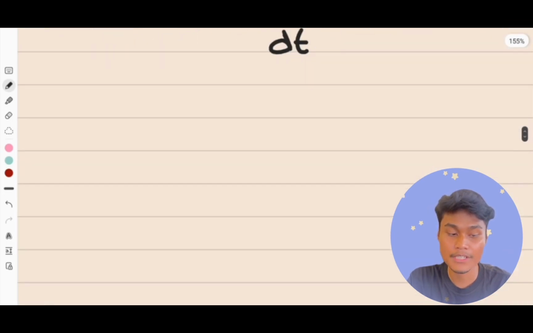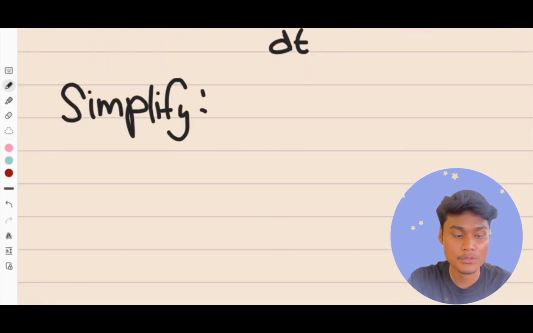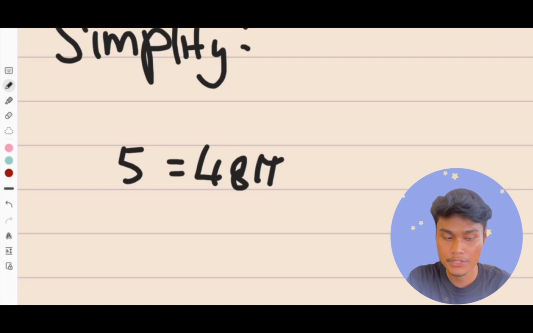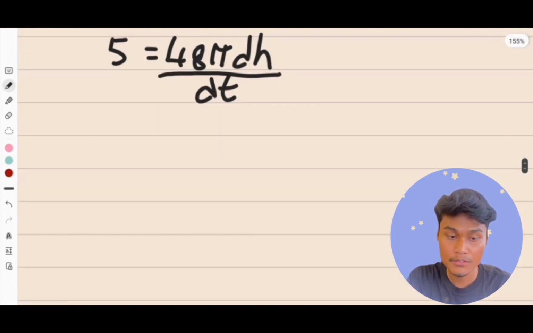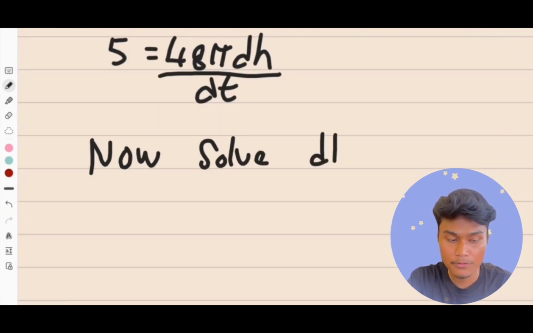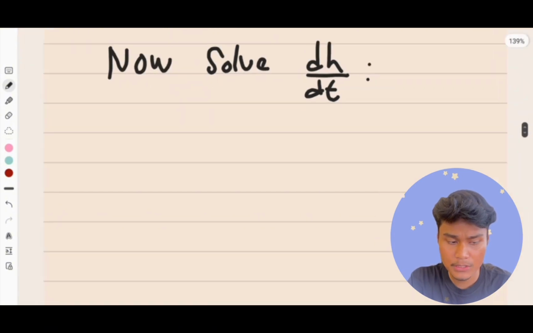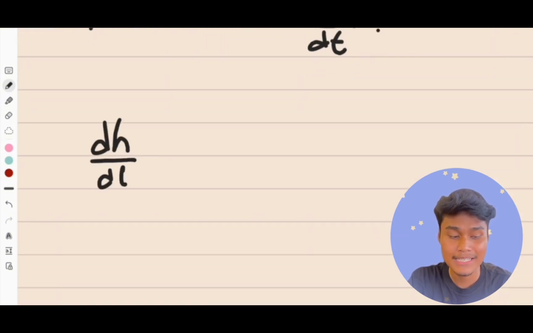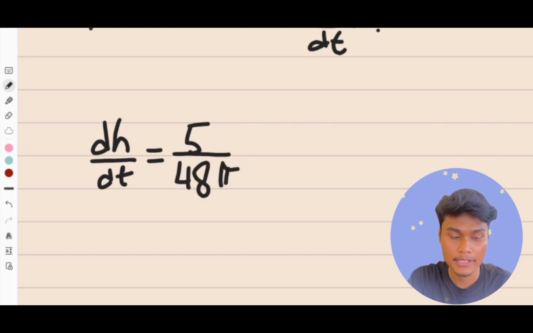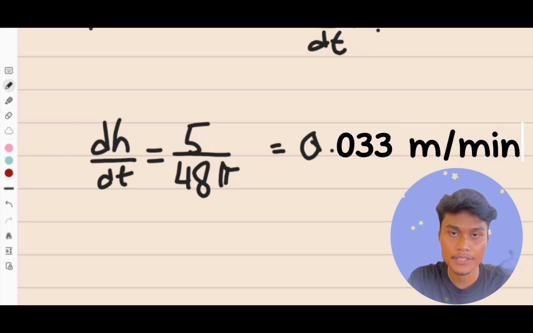Now, simplifying the equation, 5 equals 48.5 dh over dt. And now, we will solve for dh over dt. Thus we get dh over dt is 5 over 48.5, and the answer is 0.033 meters per minute.